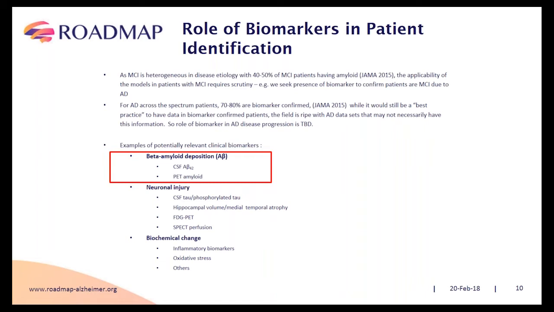Now, when we think about across the spectrum of AD, when we start getting into the dementia phase of the disease, your mild, moderate, severe dementia, the numbers who are biomarker confirmed, or I should say the numbers who have the AD biomarker and the AD dementia clinical pathology, the likelihood is getting better. We see about 70 to 80% being biomarker confirmed. So while it would still be considered a best practice to have data on biomarker confirmed patients, the field is ripe with AD data sets that may not necessarily have this information.